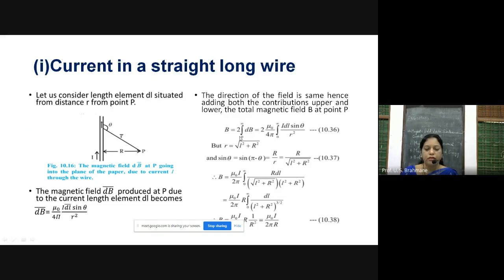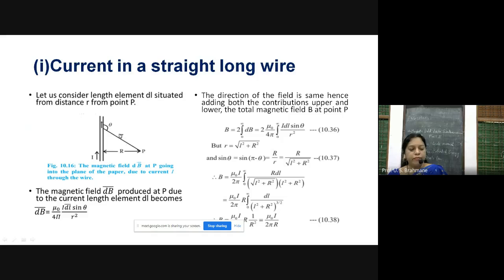So we take the integration as constant. We are taking twice here because of the upper and lower contributions of the magnetic field. So that becomes twice the integral from 0 to infinity of dB, and that is equal to, now the dB value you can write from this equation, which is twice mu 0 upon 4 pi, integral from 0 to infinity of I dl sine theta upon r square.